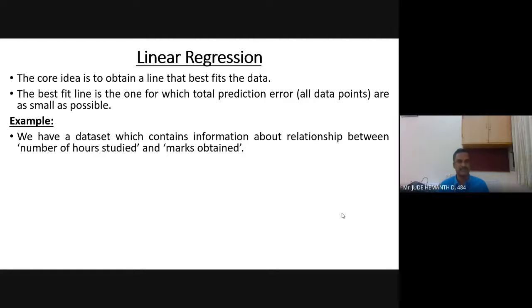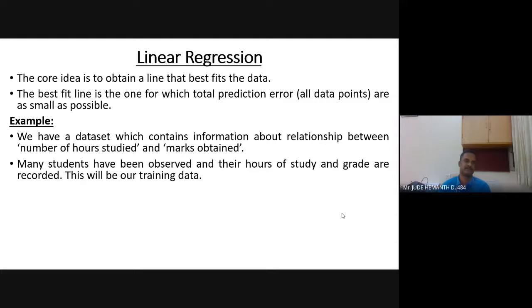We can have a small example. We have a data set which contains information about the relationship between number of hours studied by a student and marks obtained. Right? Number of hours studied and marks obtained. Again, you should remember this is a statistical relationship. Right? We cannot say when a student studies for more hours, he is going to get 100 marks. There is no specific relationship, no deterministic relationship. Only for such applications, we should go for linear regression models.